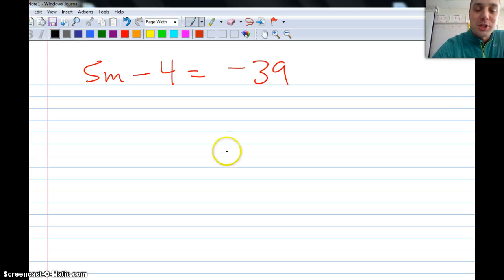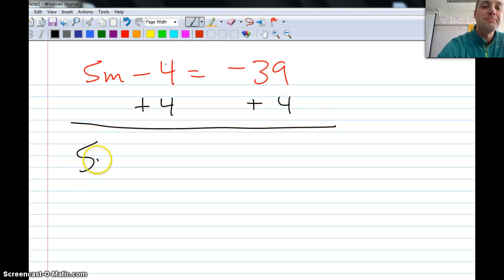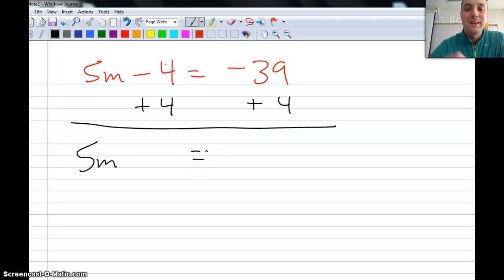First thing you and your partner should have done is gotten rid of this minus 4. Do that by adding 4 to both sides. Drop down your 5m. Minus 4 plus 4 is gone. Drop down your equals sign. Now you got to do the negative part, right? You owe me $39 and give me back 4. You still owe me $35. So negative 35 drops down.